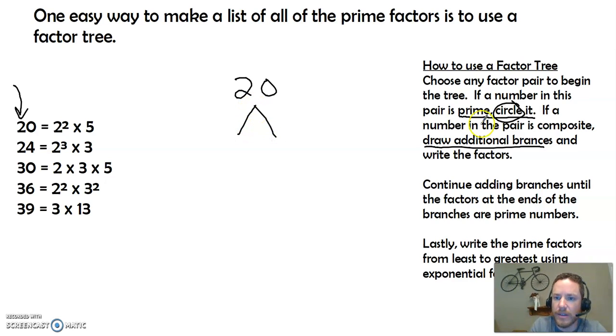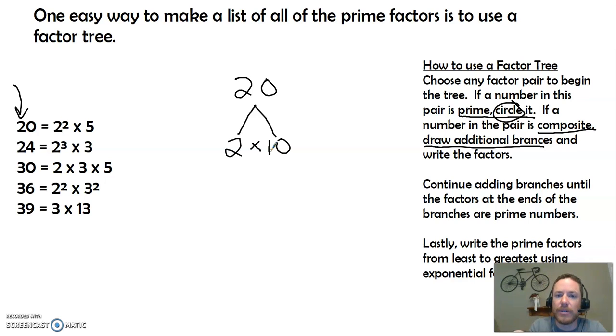I know that because it says right here, if a number is composite, draw branches. Okay? So what do I put at the end of the branches on 20? Well, it's just any two numbers that make it true. For example, I could write 2 times 10. I'm not going to put the x there for multiplication. You just need to memorize the fact that these are all multiplication problems. I'm not going to keep doing the x there because we just don't need to. But is that true? 2 times 10 is 20?